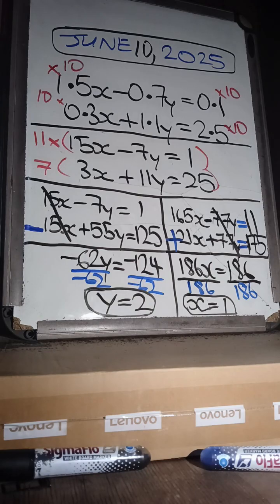15 times 1, 15. 7 times 2, 14. 15 minus 14 is 1. 2 times 11 is 22. 1 times 3. 3 plus 22 is 25.